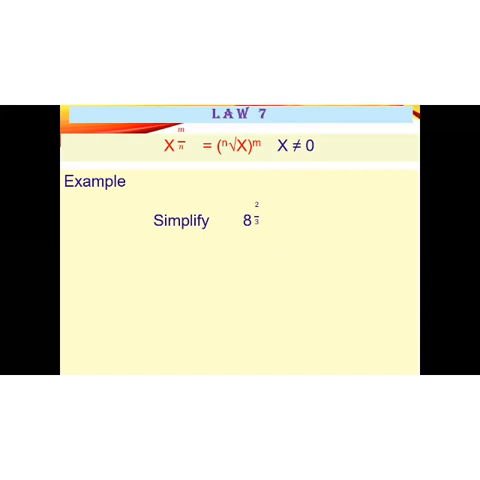So let's look at this. What you simply do is you find the cube root of 8. That's the denominator, becomes a cube root of 8 raised to the power of 2, all squared now. So cube root of 8 is 2, and 2 all squared is simply 4. So that is law 7. So let's take some general examples.